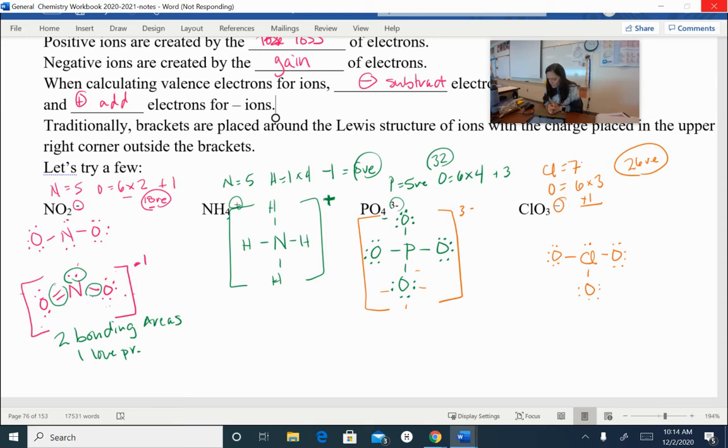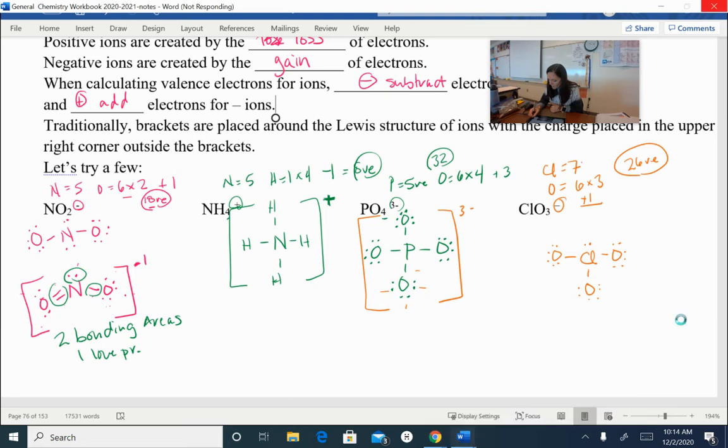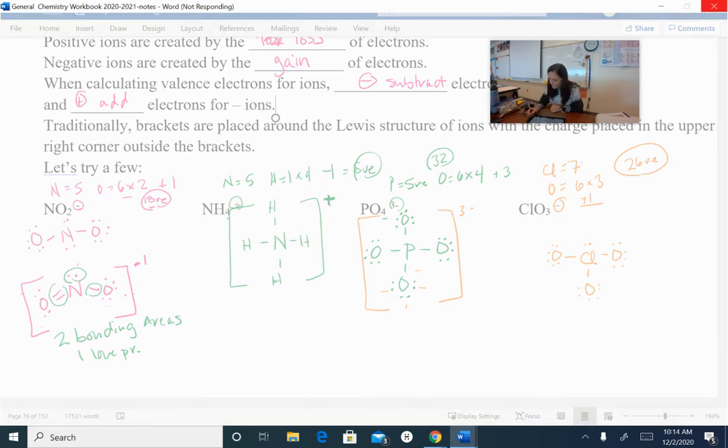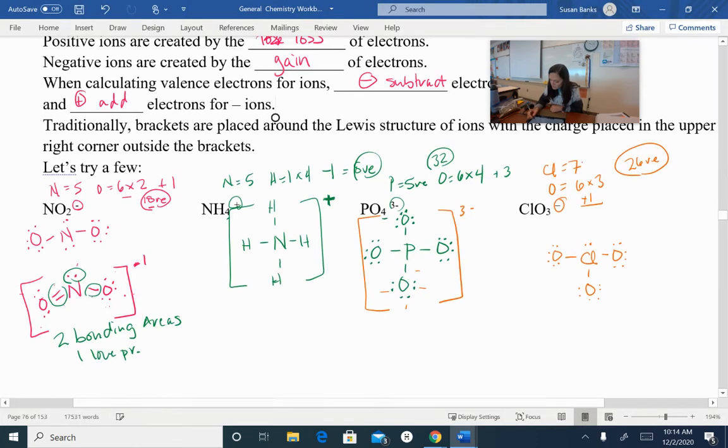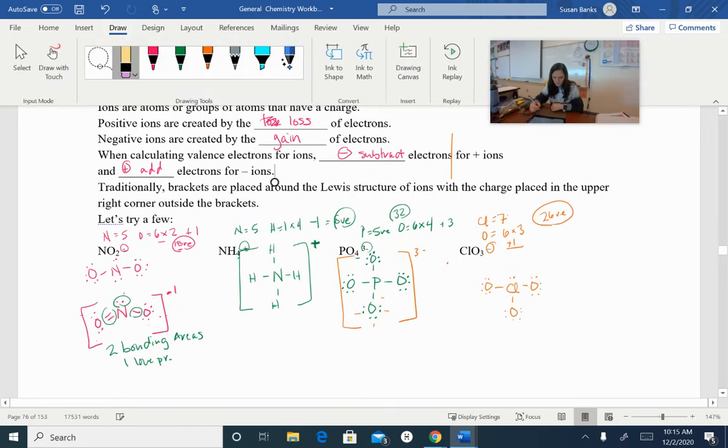Now, when I look at this, I have used all 26 of my electrons. So each of the oxygens have, let's count them up. Each of the oxygens, is it going to let me change to pink?